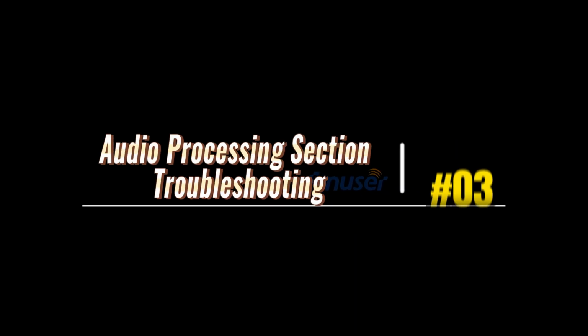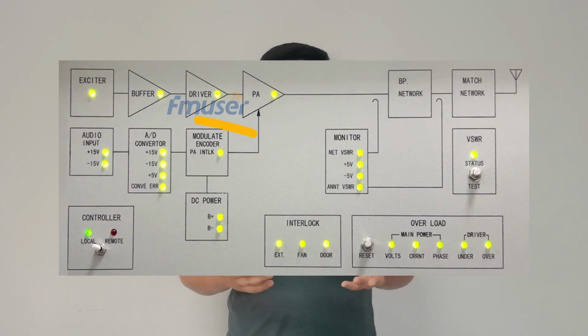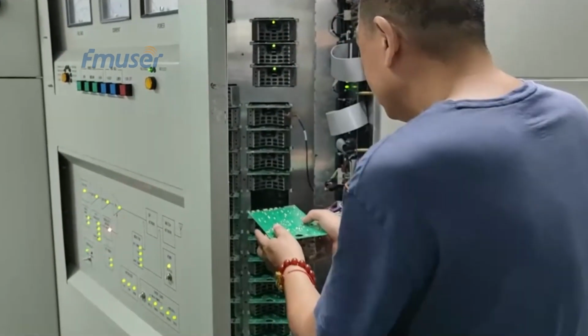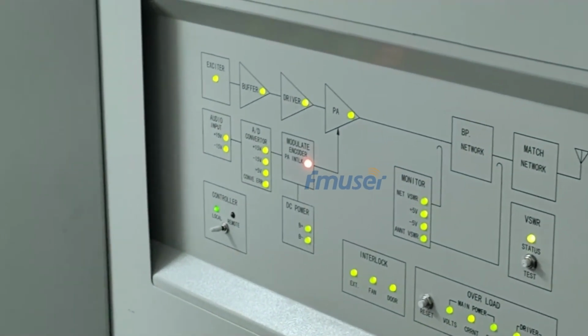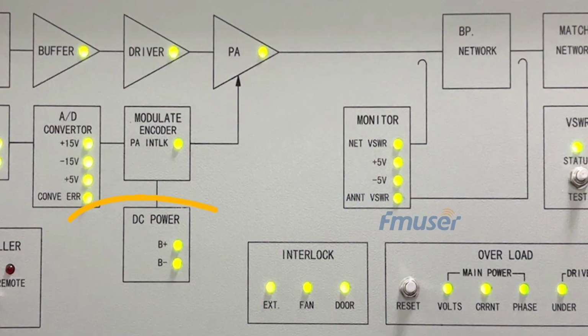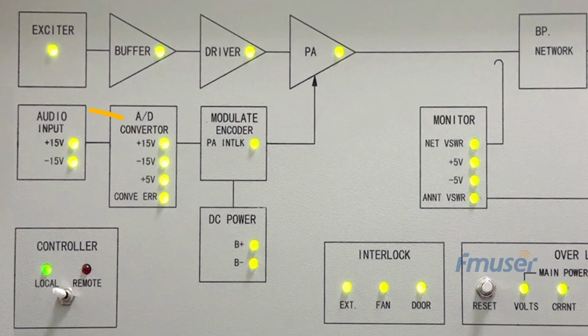Step number 3. Audio processing sections troubleshooting. Alongside the PA indicator lights, the panel also includes 4 small area monitoring indicators. As mentioned previously, if any of the 48 power amplifier boards in the transmitter are damaged or loose, the PA interlock indicator light will turn red. Apart from the DC power indicator light, which indicates the voltage status of the DC power supply, the remaining 2 small area monitoring indicators signify the voltage status during audio signal processing before entering the PA module.